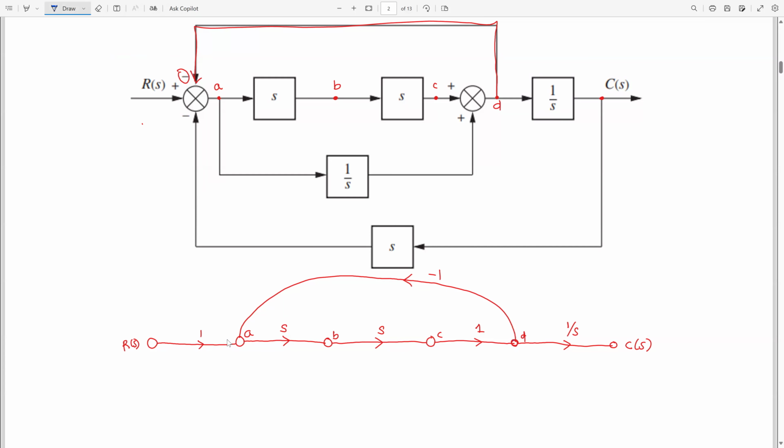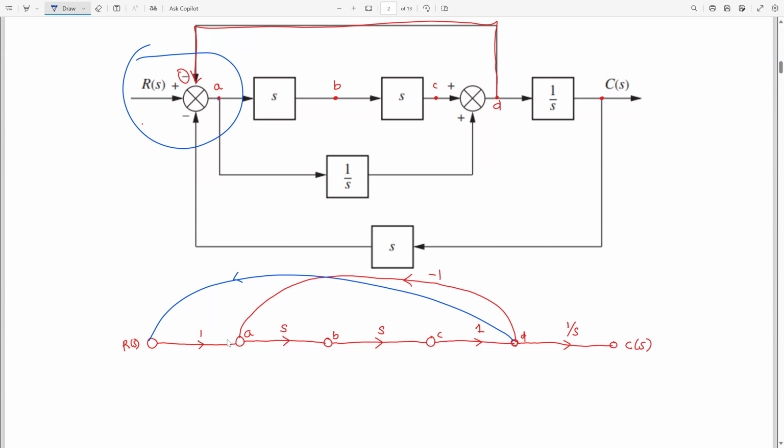Now, why don't I just take the curve from D and take it straight to R of S? It's like I've been saying, if I should take the curve from D to R of S, then I'm trying to see that there is a summing junction here, right? And that summing junction, the output of that summing junction is R of S. But from what you are seeing here, the output of that summing junction is not R of S, it's A, right?